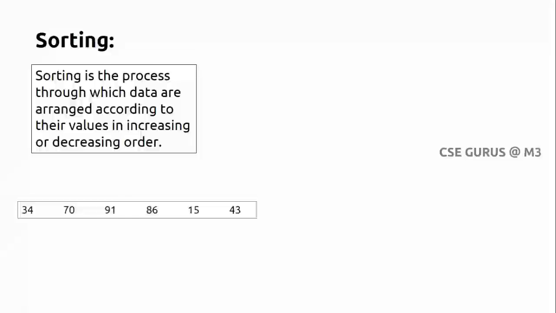If you see like this, let us suppose these are the elements you have in a list: 34, 70, 91, 86, 15, 43. So how can this list be arranged? It might be increasing. Of course, you can make it in decreasing order also. So here we can see this is increasing order. How to make it? What are the methods and techniques we have to make it in a proper arrangement? That's what it might be, increasing or decreasing. How to do this one? That is what we have to see and analyze.